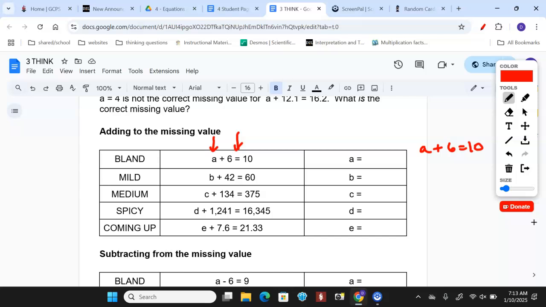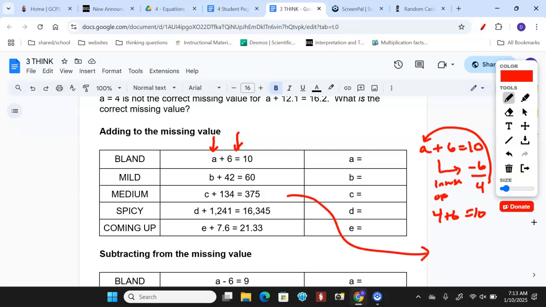So the fastest route to find the unknown value was to use what we call the inverse operation, which was to, in this case, subtract 6. The inverse of adding 6 is subtracting 6, and we got 4. And you could, of course, check then that that was right. 4 plus 6, if we substitute, is 10.